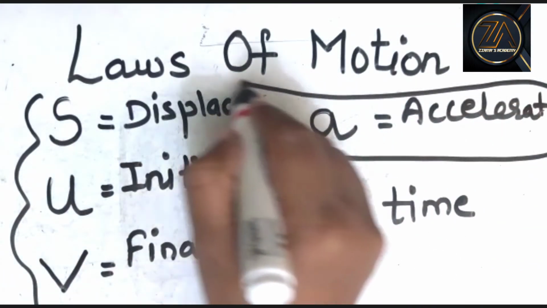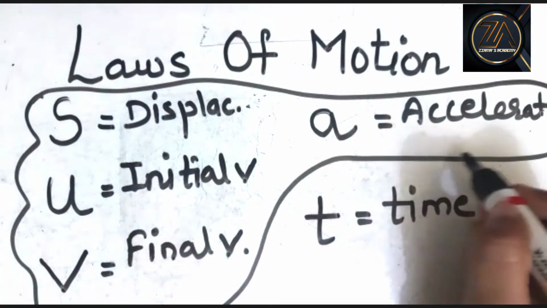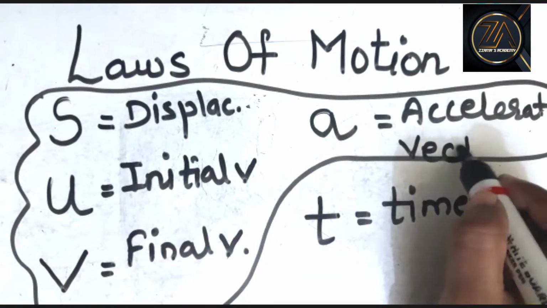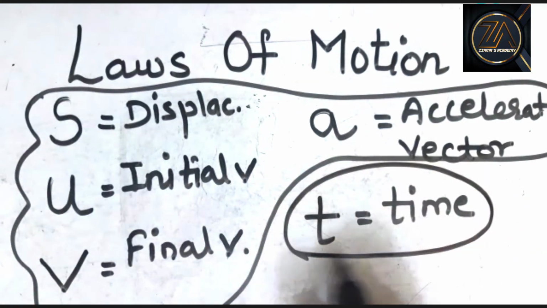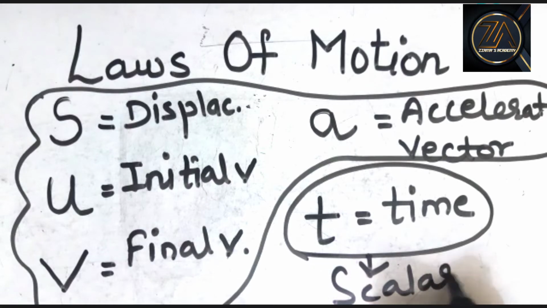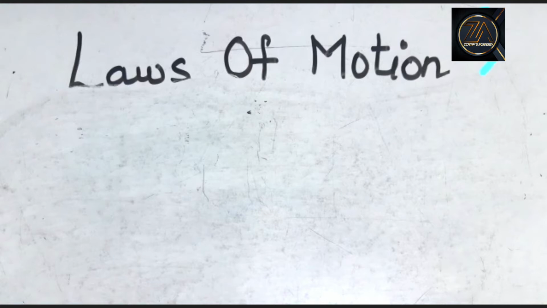Remember students, these are vector quantities. We have seen what vector quantities are, and among them only time is a scalar quantity. This is very important. So let's derive the first equation.